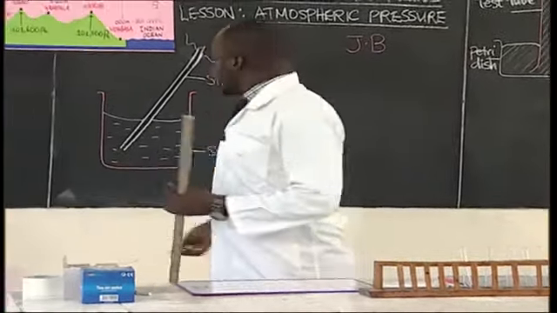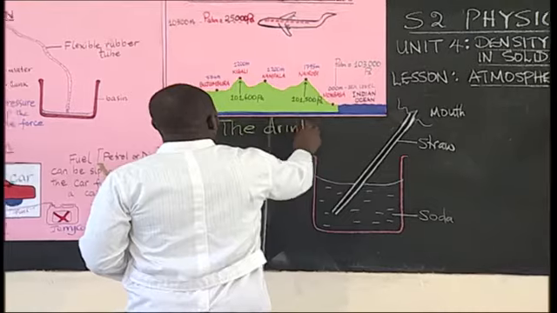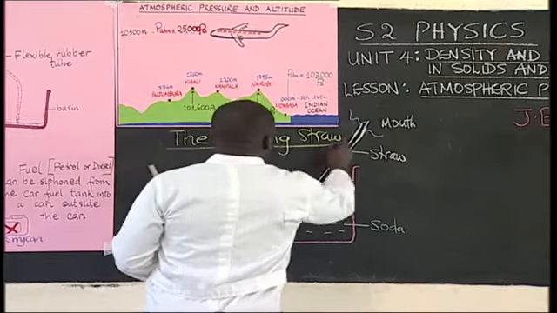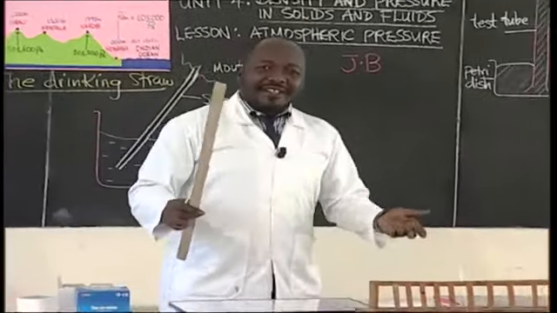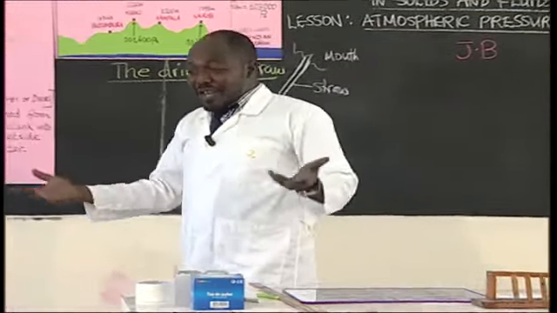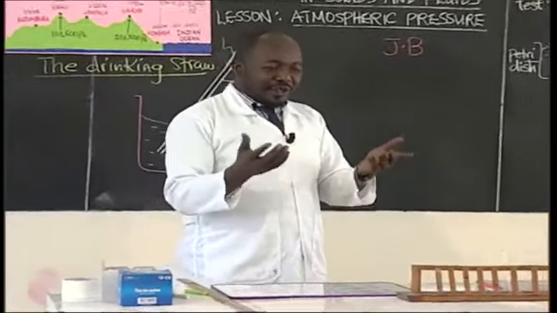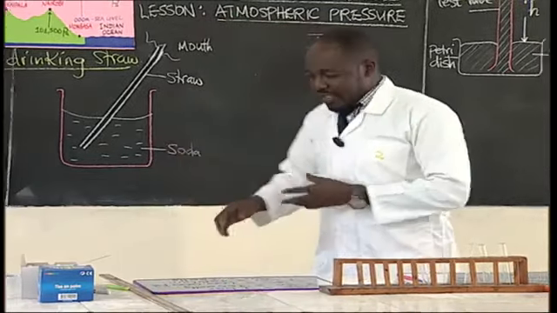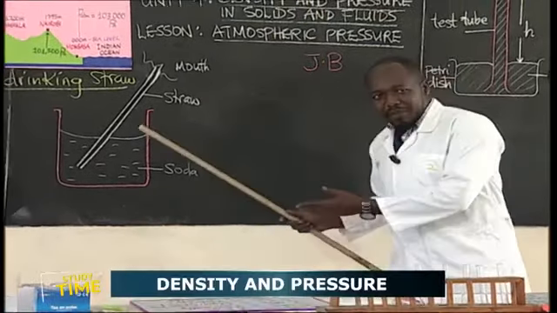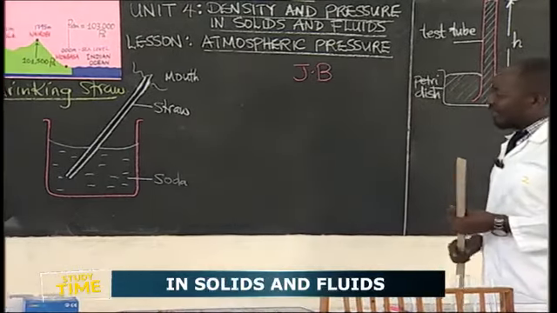The first one is the drinking straw. Have you ever used a drinking straw? I believe so. This morning I used a drinking straw. I was taking a bottle of juice. Very many of us use drinking straws. So if you're using a drinking straw, you should know that you are actually using atmospheric pressure to allow you to drink. So let us look at this diagram that we have on the board.